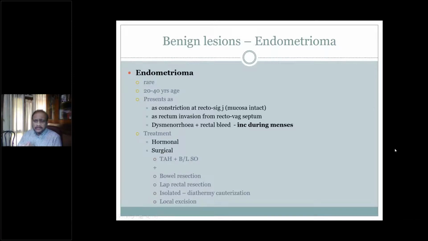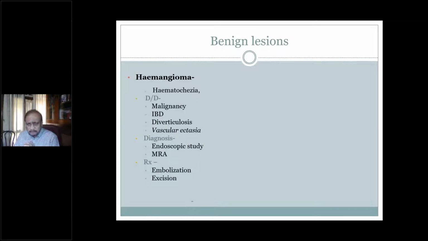Thank you. So the treatment is either hormonal, you can use hormonal therapy, or if you want to carry out a surgical therapy, then it has to be a basic TAH with bilateral salpingo-oophorectomy, and then that has to be combined with either bowel resection or a laparoscopic rectal resection or an isolated diathermic cauterization of the rectal lesion, or it could be a local excision. So the basic TAH with bilateral SO has to be carried out, and in conjunction with that, you get some form of therapy for the rectal lesion.